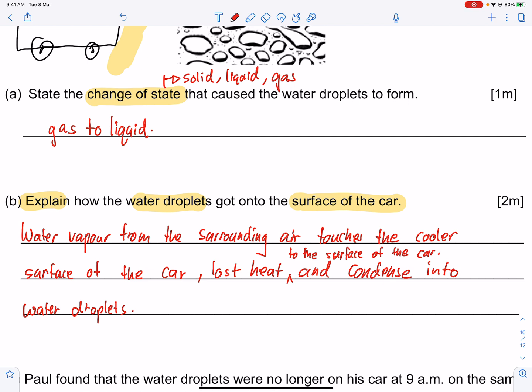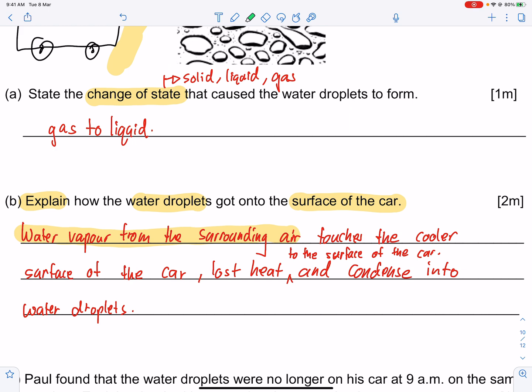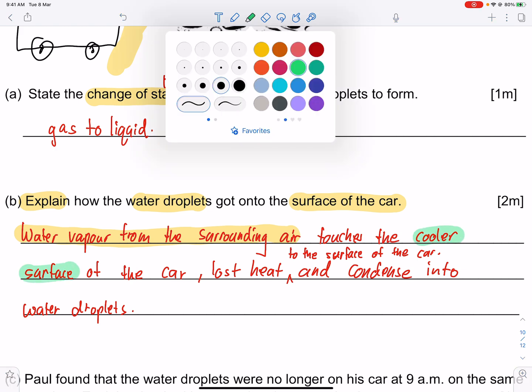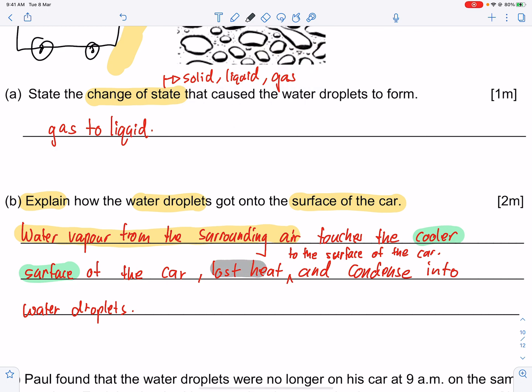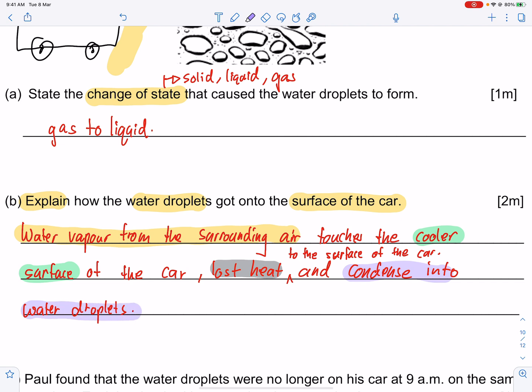Now, what are my marking points this time round? I'm looking for water vapor from where. I am also looking for cooler surface. I'm looking for lost heat. And I'm looking for condensed into water droplets, half mark each. Now, many of you have also forgotten lost heat. For some very appalling reasons, you have forgotten that, even though I reminded you.